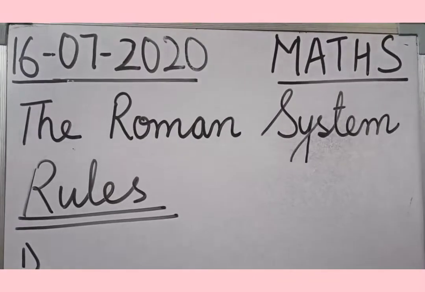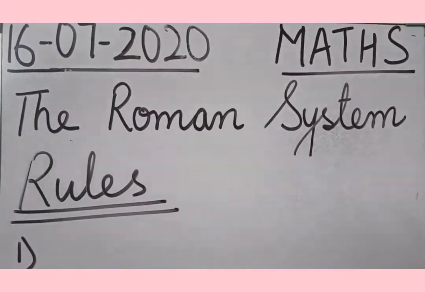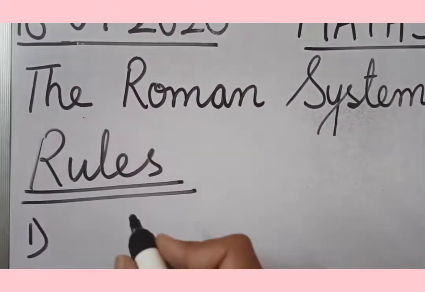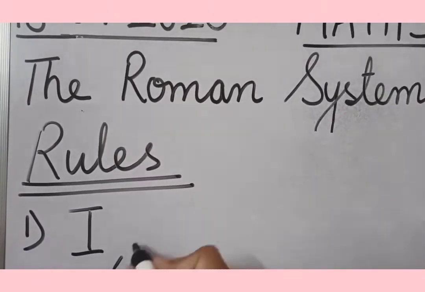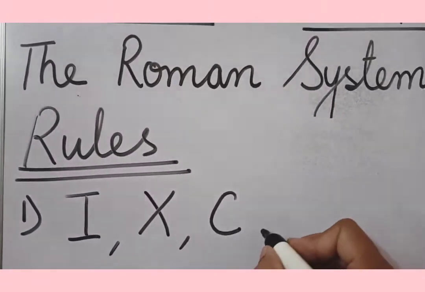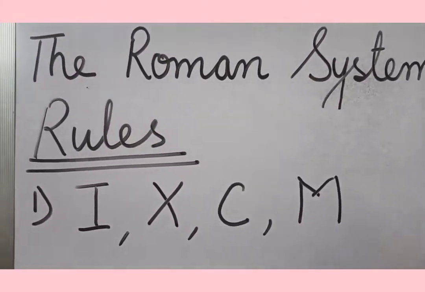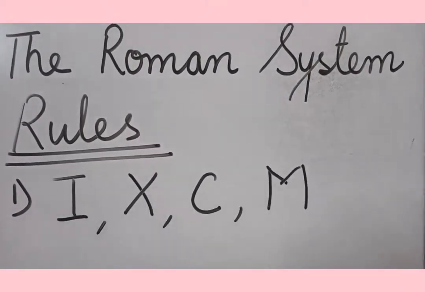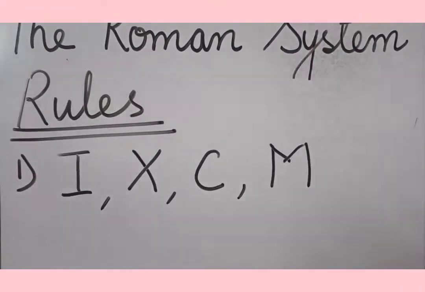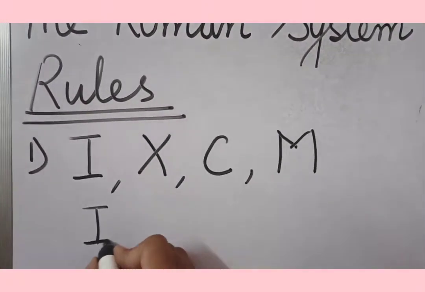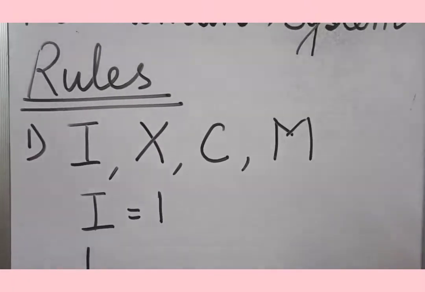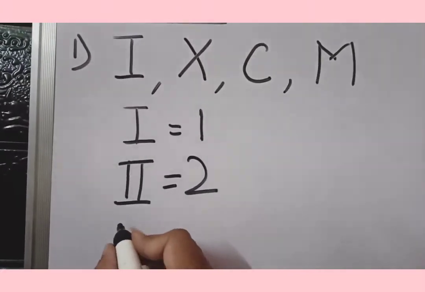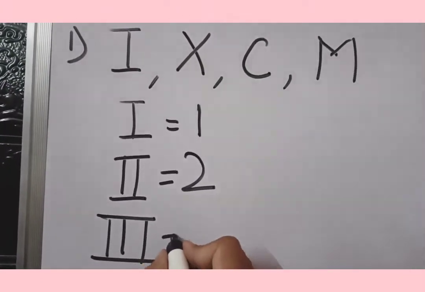And now let's see how to study the Roman system. The first rule says that there are 4 alphabets, that is I, X, C, and the last one is M. We can repeat all 4 of these alphabets a maximum of 3 times. It means if I am writing only I, this stands for 1. If I write I 2 times, it stands for 2. And writing I 3 times, it is 3.